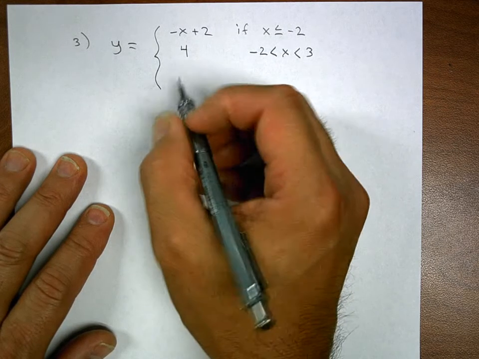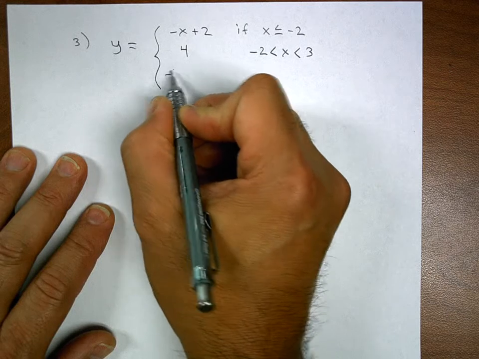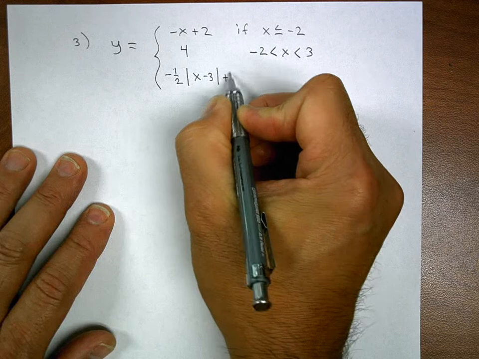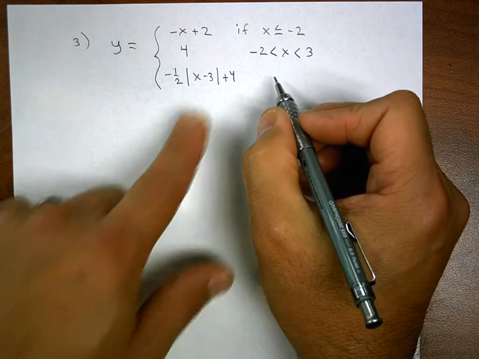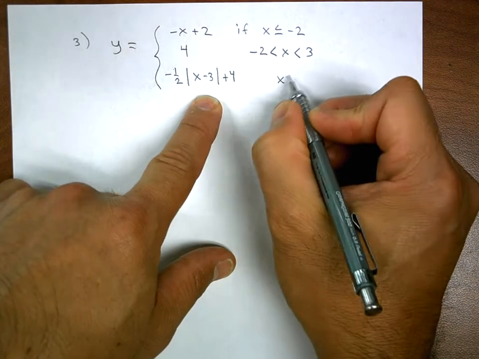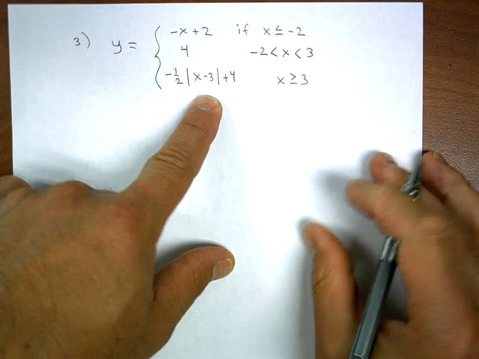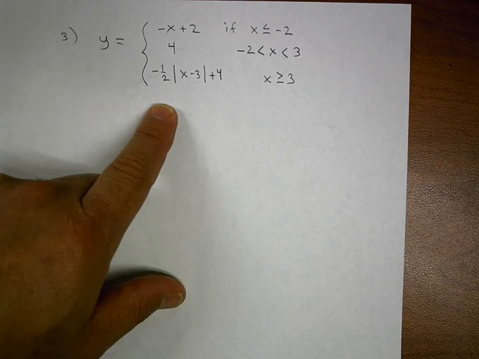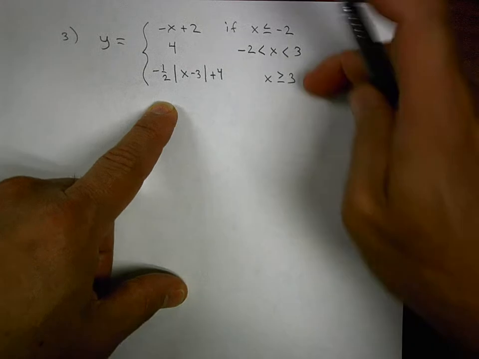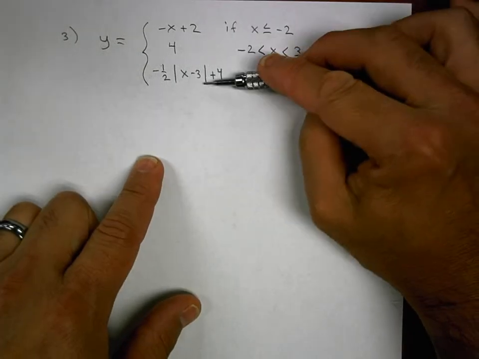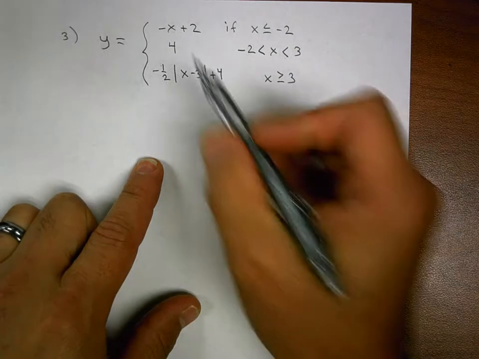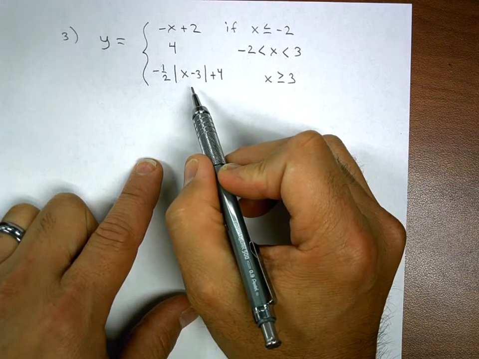And then the third piece, negative 1/2 absolute value of x minus 3, plus 4, and we'll see this when x is bigger than or equal to 3. You might be thinking, gosh, this looks pretty confusing. But isn't this just 3 smaller problems like we did yesterday? It's exactly that. One's a line, one's a line, one's part of a V.